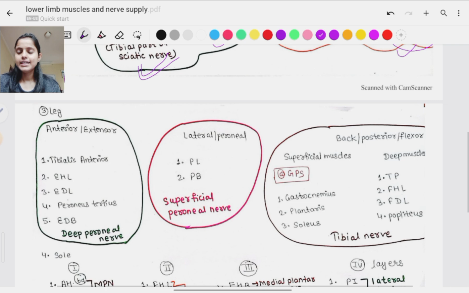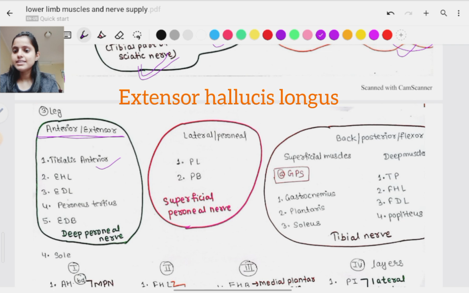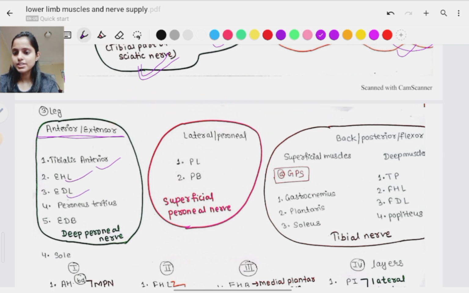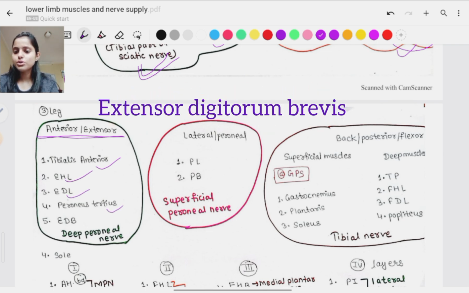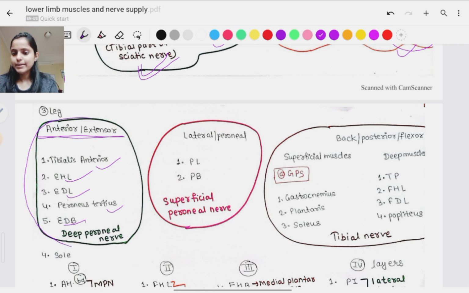In the leg, it also has 3 compartments, but in the thigh there are anterior, medial, and posterior compartments, while in the leg there are anterior, lateral, and posterior compartments. In the anterior or extensor compartment, there are tibialis anterior, extensor hallucis longus, extensor digitorum longus, peroneus tertius, extensor digitorum brevis. This anterior compartment is supplied by the deep peroneal nerve.